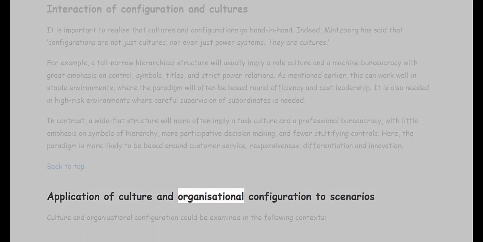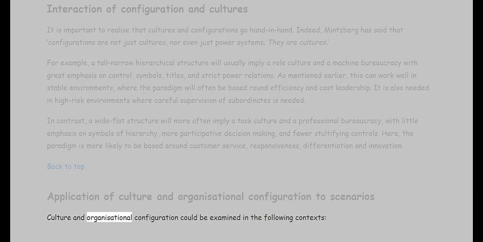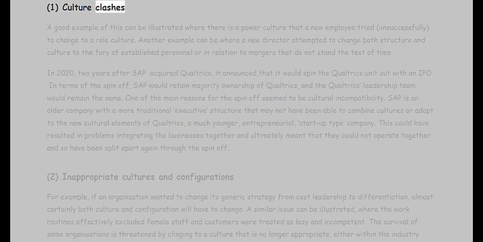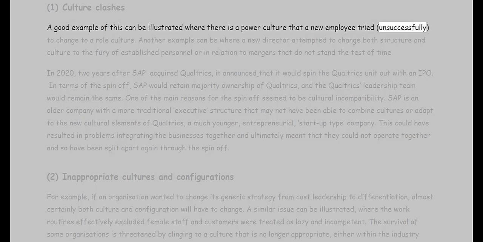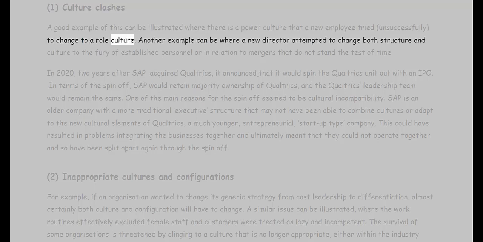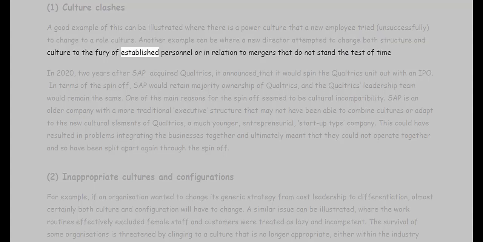Application of culture and organizational configuration to scenarios. Culture and organizational configuration could be examined in the following contexts. 1. Culture clashes. A good example of this can be illustrated where there is a power culture that a new employee tried, unsuccessfully, to change to a role culture. Another example can be where a new director attempted to change both structure and culture to the fury of established personnel or in relation to mergers that do not stand the test of time.